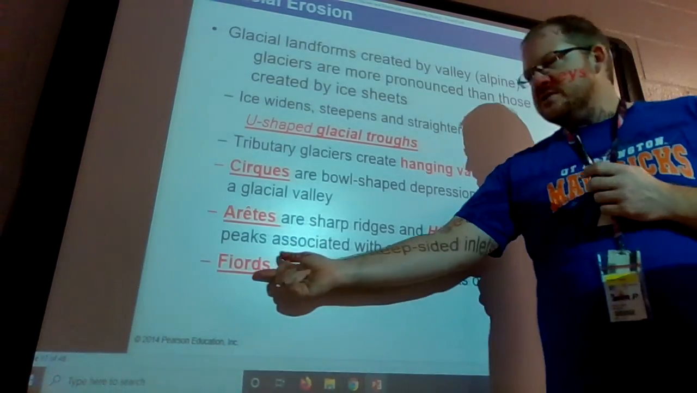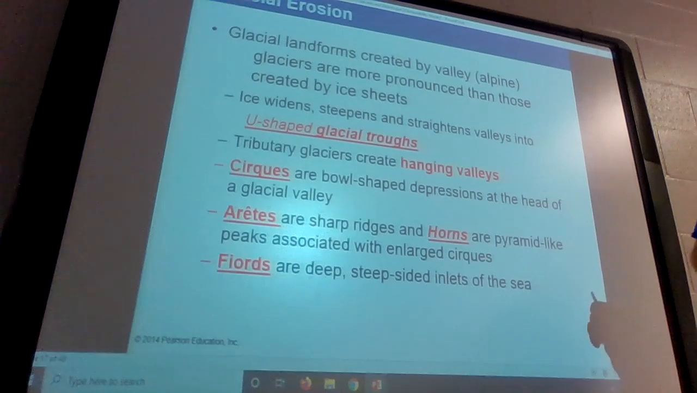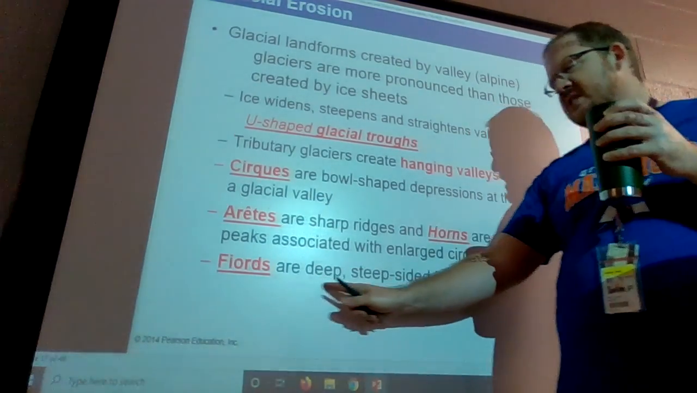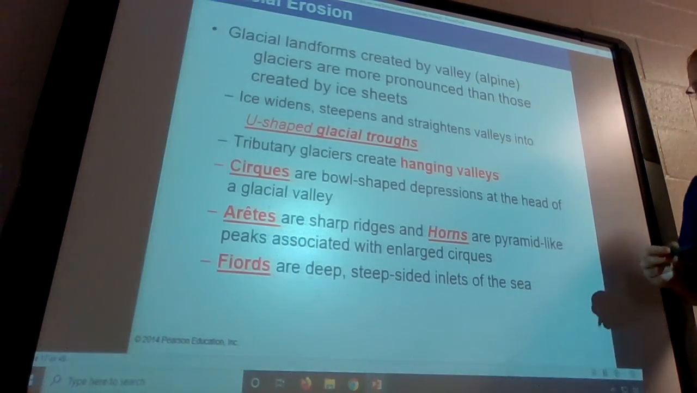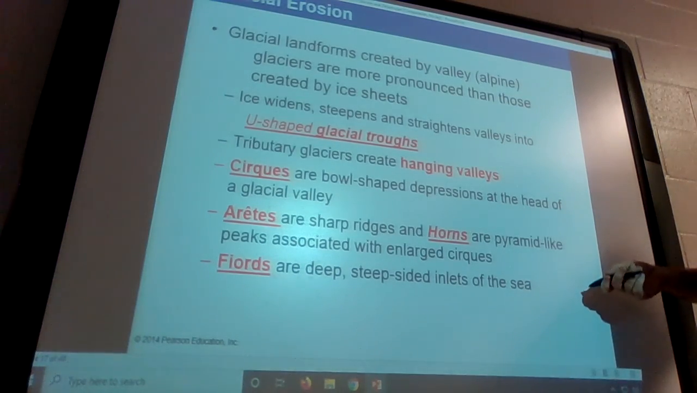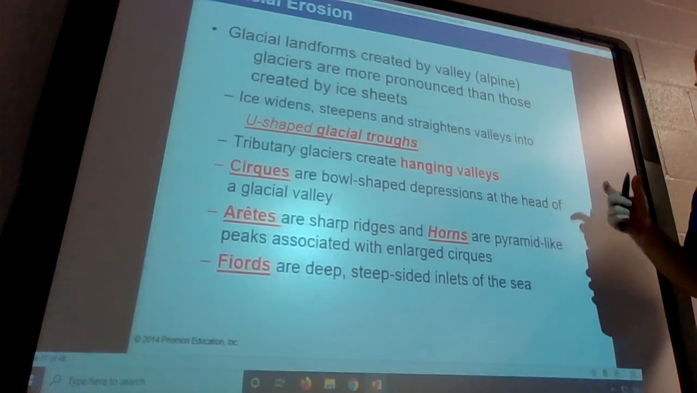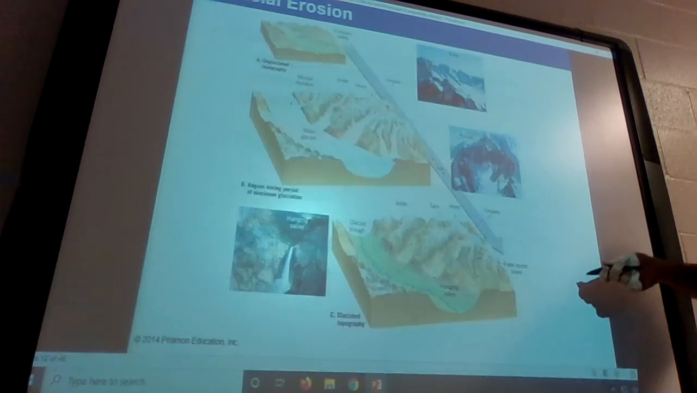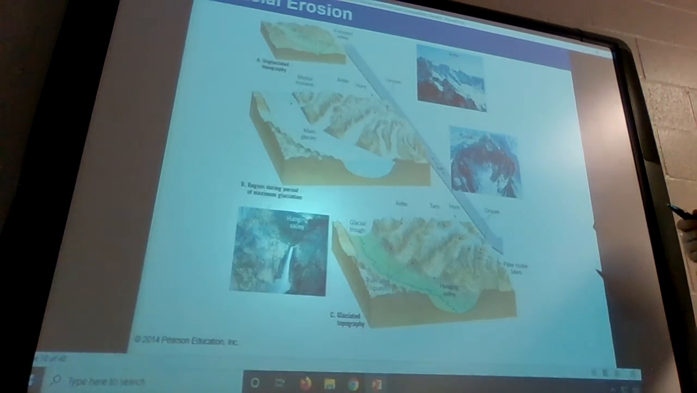So fjords, also, that's kind of the most common term for glacial features. A fjord is a deep, steep-sided inlet of the sea that's been carved out by a glacier. So a big, long, deep lake that's kind of connected to the sea.